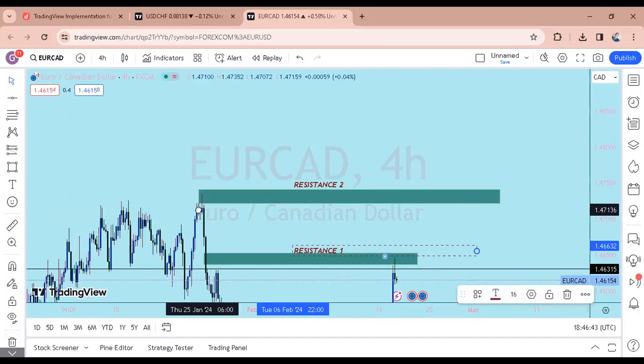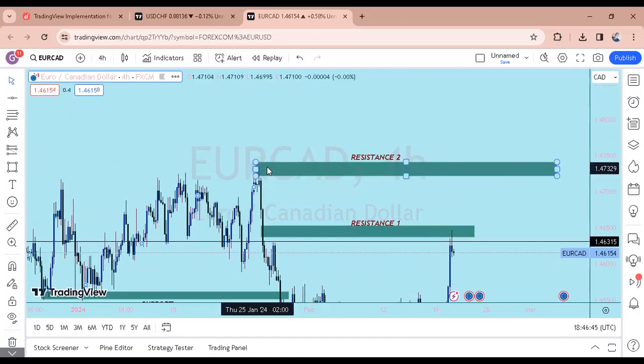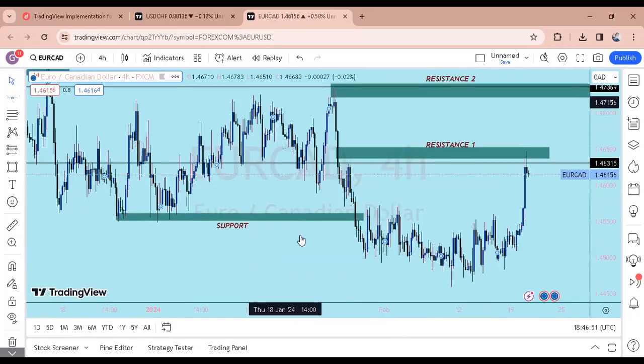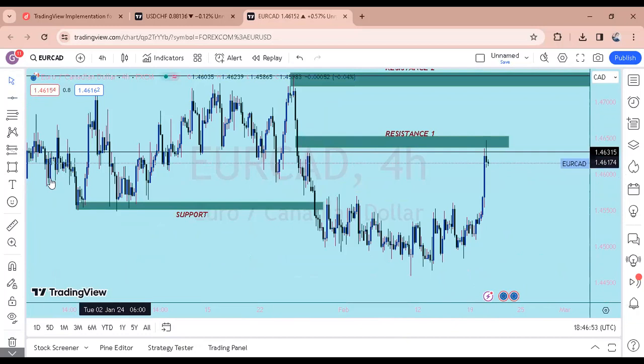You're in a hurry and you want to mark resistance and support. That's the tool you use. Your horizontal line tool is always going to be used to mark resistance. You know that rectangular box, or rectangle box, is always something you need to draw.